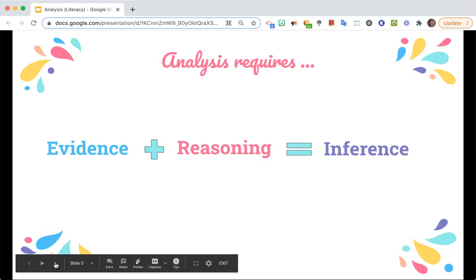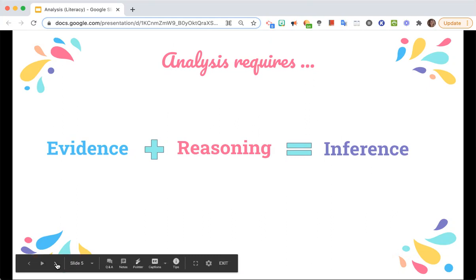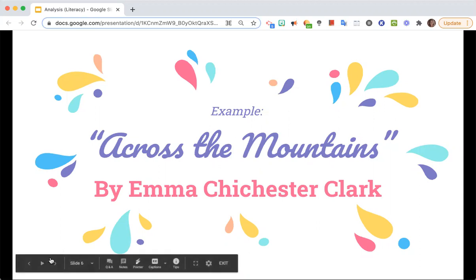So I have this nice little equation on the screen. Evidence, explicit evidence, plus reasoning, implicit evidence, equals inference. So we're going to just take a look at what this looks like. I have a very short excerpt to share with you in order to demonstrate what this could look like in text. On the screen, you see an excerpt from Across the Mountains by Emma Chichester Clark.